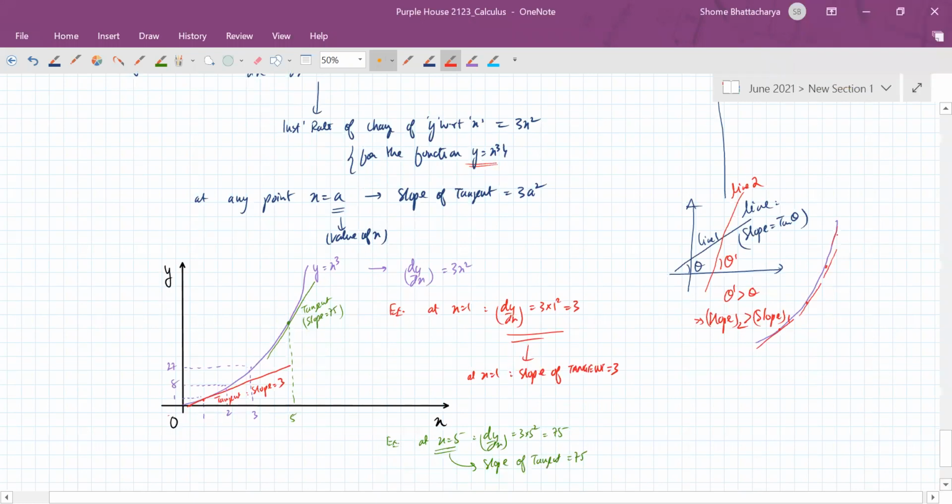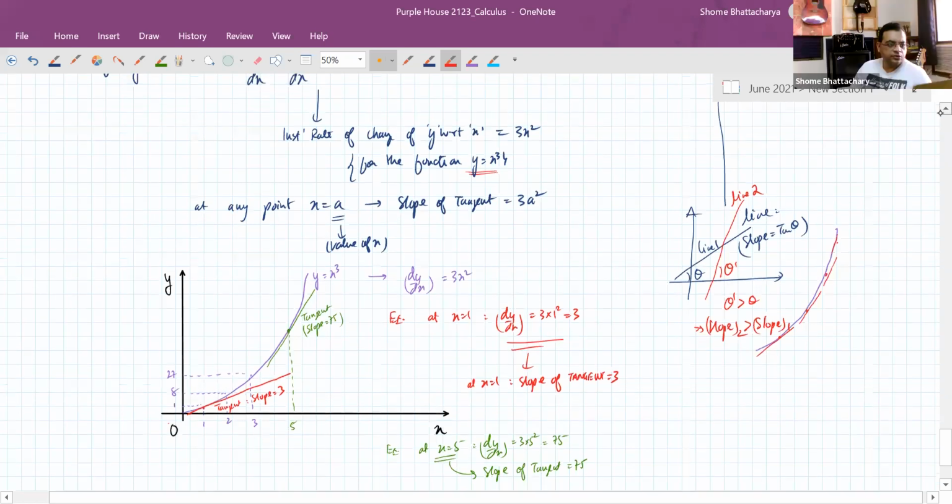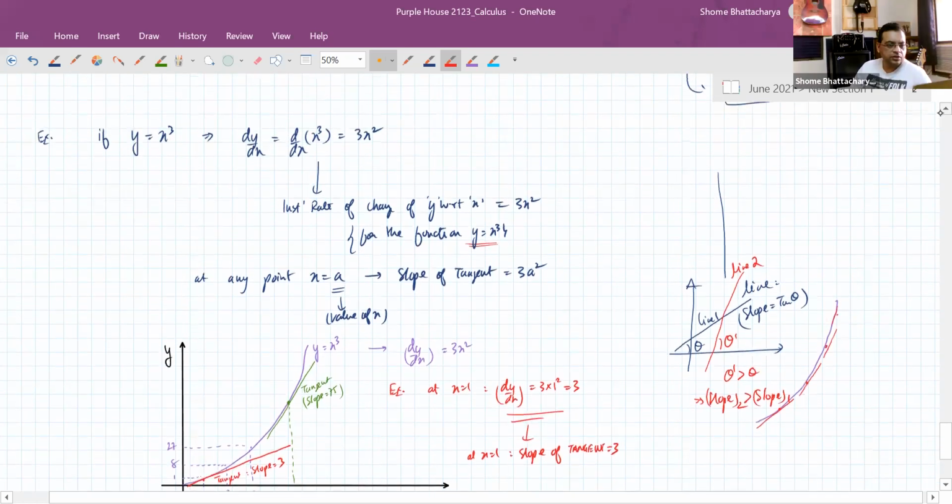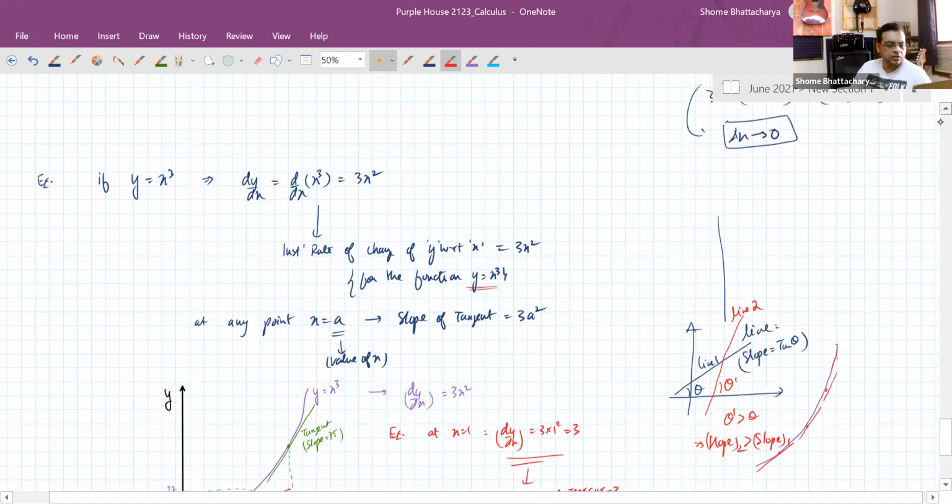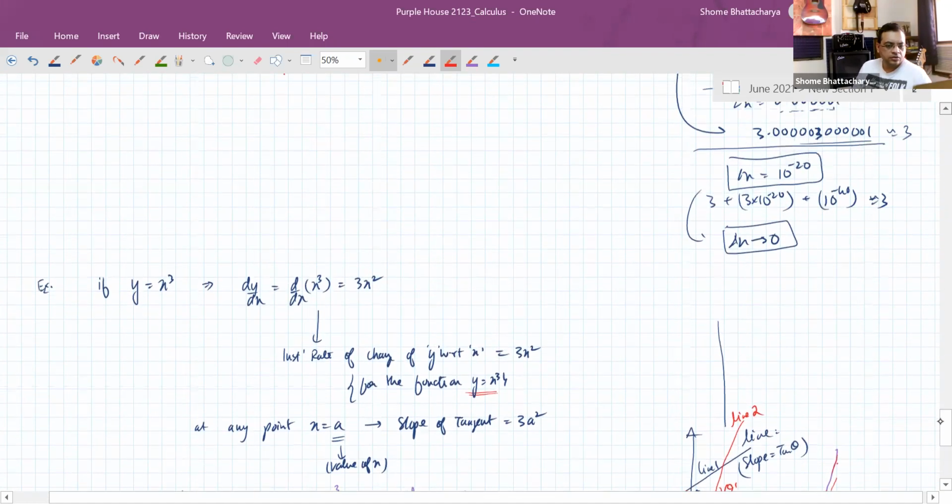Can we note down? Yeah, you can write this down. So you can write down this general concept first. Okay. Sorry, this part.